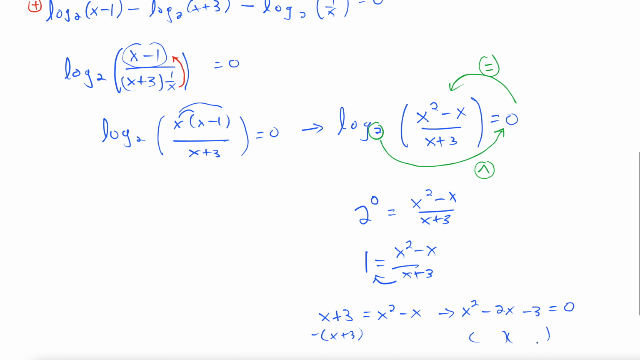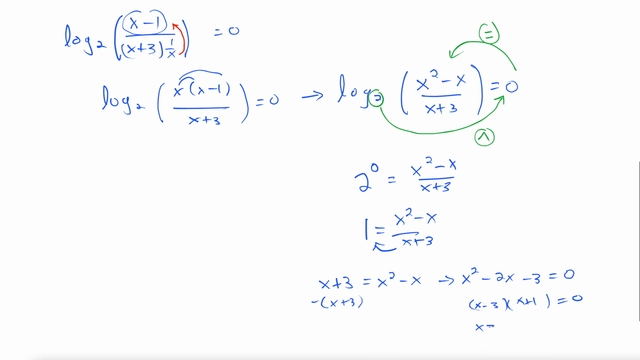And back where we were before. Factor, and so on. Minus 3 plus 1 equals 0. And x equals 3, x equals minus 1. But we ditch that one, leaving us with x equals 3 again. Two very different ways to solve the same exercise. Both give the same answer. Pick whichever one you prefer.